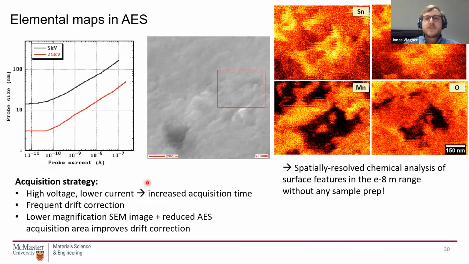Some strategies to keep in mind to improve our resolution for the maps is using a higher voltage and a lower current. That would give us a finer probe. Unfortunately, higher voltage also means lower Auger yield. Of course, lower current also means lower signal. So to compensate for it, we need to increase our acquisition time. We need to have a frequent drift correction. You can see those lines here, that was drift corrected after every second line. Maybe after every line would have been even better. And also setting up the secondary image to low magnification and then acquiring the Auger map in a reduced area helps with the drift correction.